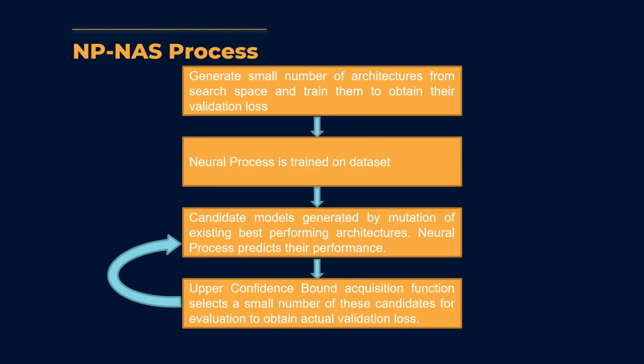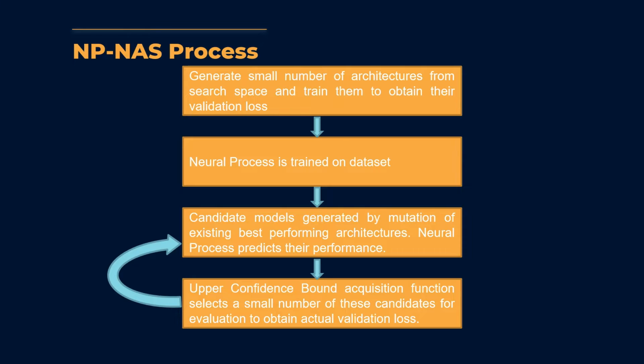The NP-NAS search process is as follows. Firstly, a small number of random architectures are selected from the search space and trained to obtain their validation loss. This will form the initial training set for the neural process. Once the neural process has been trained, candidate architectures are generated by mutating the best performing architectures thus far. The neural process is then used to predict the validation performance. As the number of candidate architectures can be very large, the upper confidence bound acquisition function selects the most promising architectures from the evaluation strategy to obtain their actual validation loss.